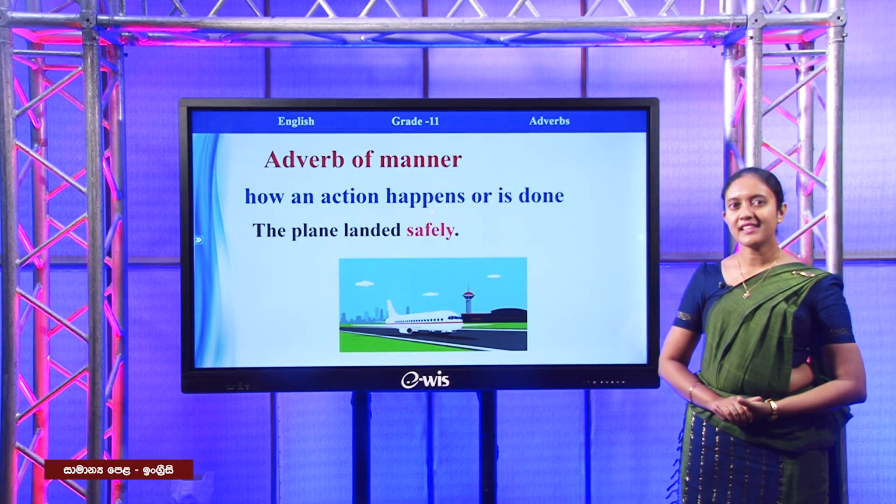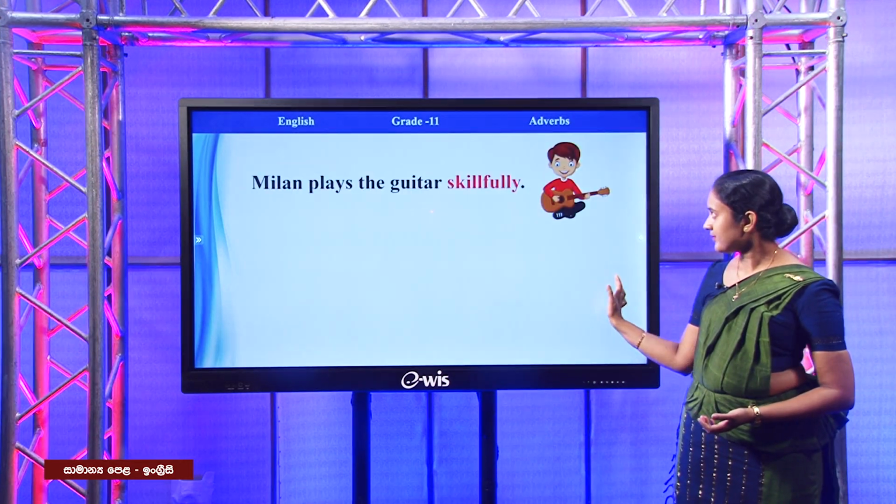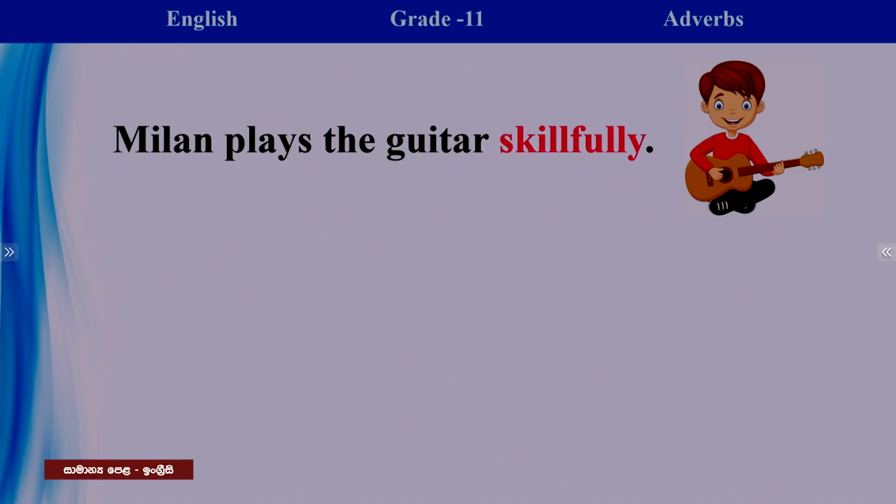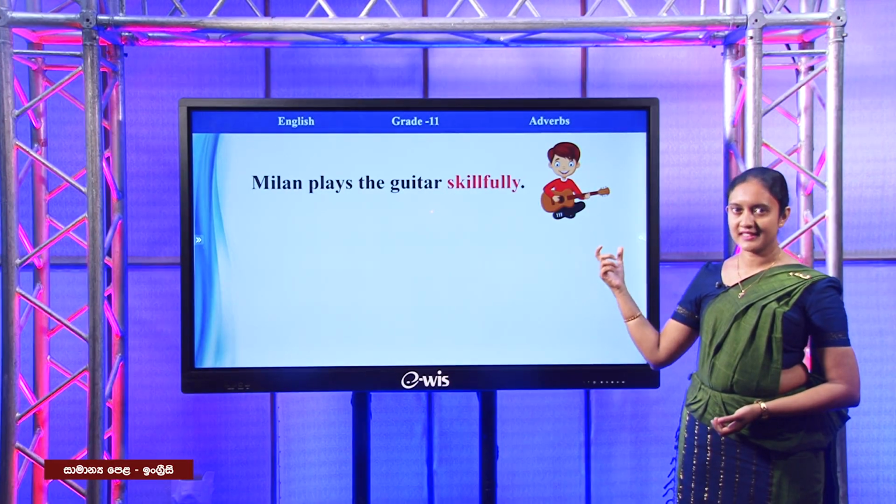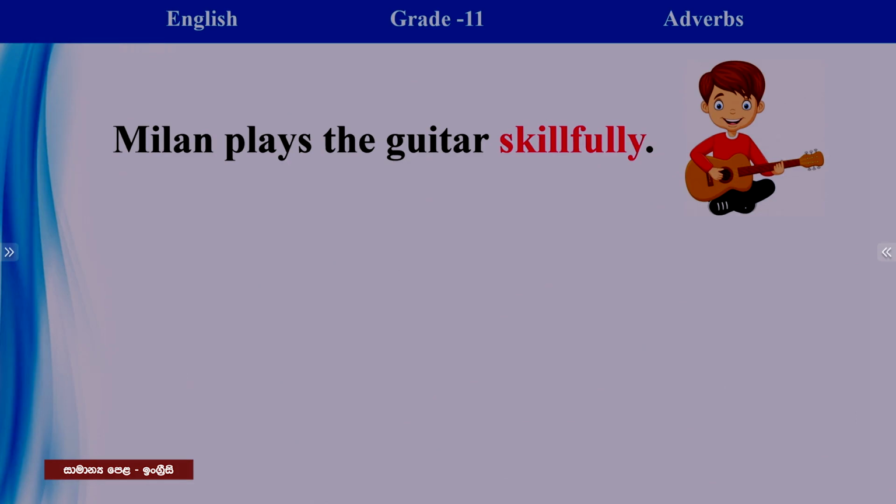Let's take another example. Here, can you read the sentence? Milan plays the guitar skillfully. So, how does Milan play the guitar? He plays the guitar skillfully. So, the word skillfully describes how Milan plays the guitar. So, you call it an adverb of manner.